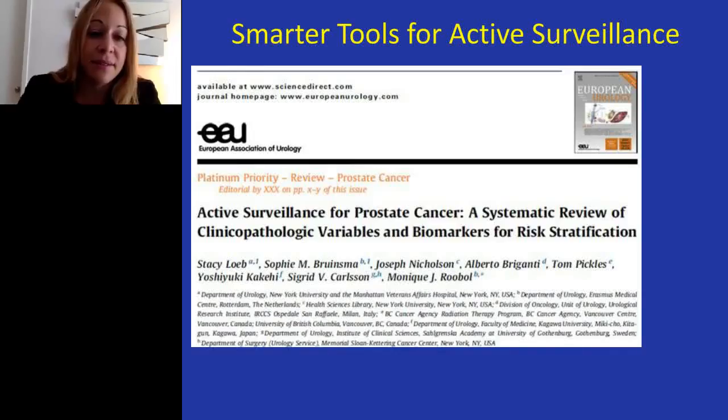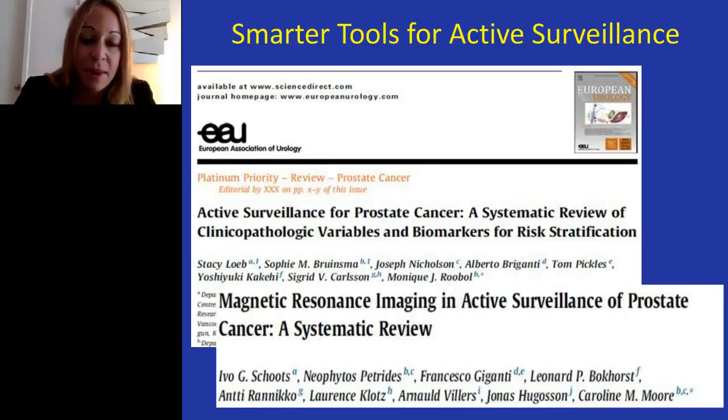These different types of tests have been summarized in a couple of papers if any of you may be interested in more information. This is a systematic review of some of the clinical variables and biomarkers that are helpful in selection for active surveillance, and another systematic review done by some colleagues about the use of MRI in active surveillance, both of these companion papers in European Urology this past year.